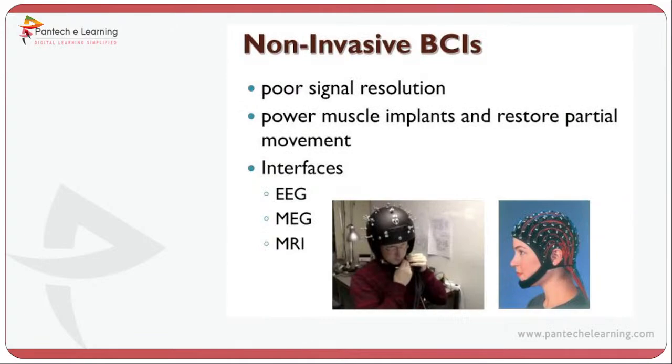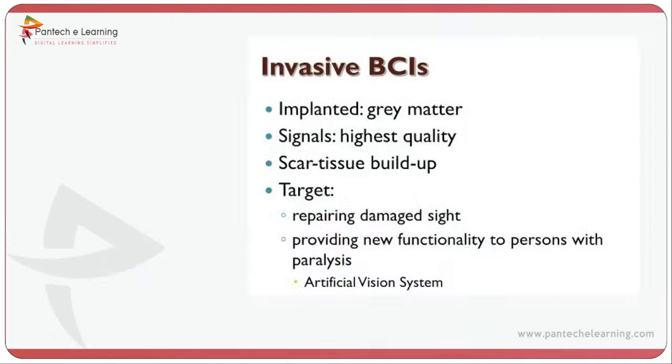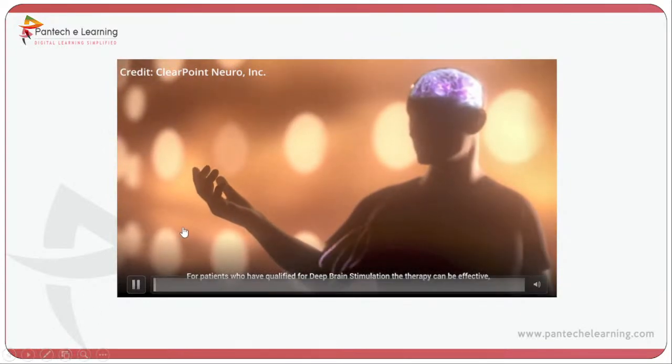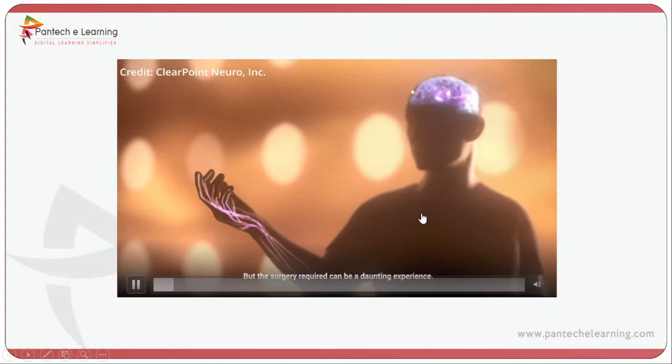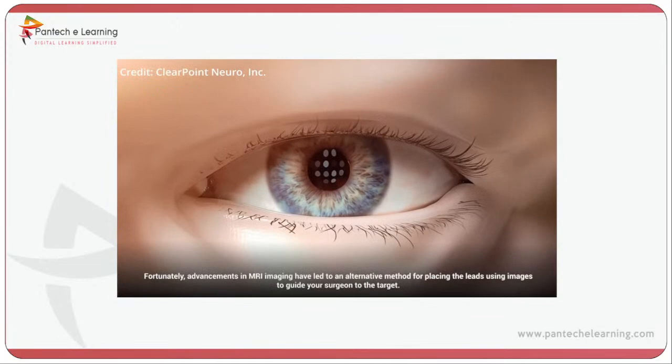For non-invasive, mostly we take EEG scans from the hospital, or MRI scans from the hospital. These have poor resolution compared with invasive BCIs. Some examples of these are EEG signals, then MEG, and then MRI. Now, invasive BCIs: if you need to control your hand, with the help of an invasive BCI we can easily control it.